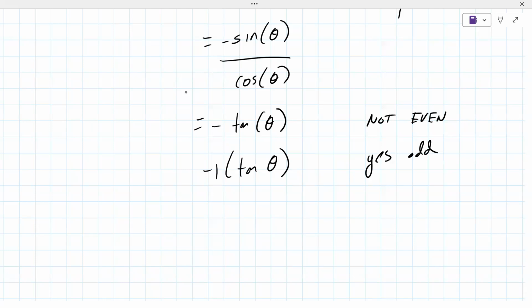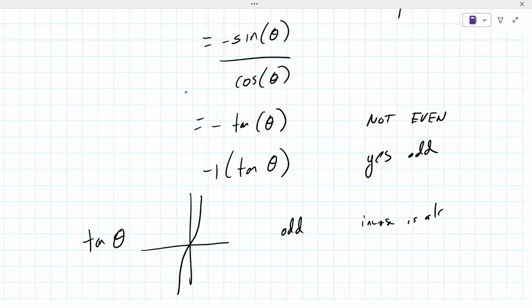Another way to do it, which is okay: we know that tangent of theta looks like this graph, and it's odd. So the inverse is also odd. And the same thing applies to sine being odd. I don't know if you're allowed to use that.